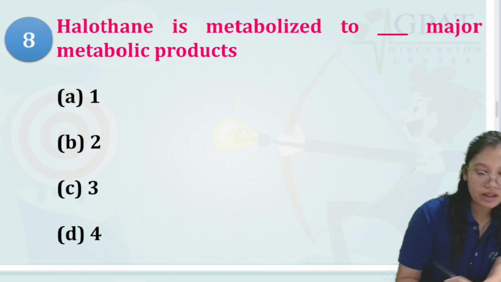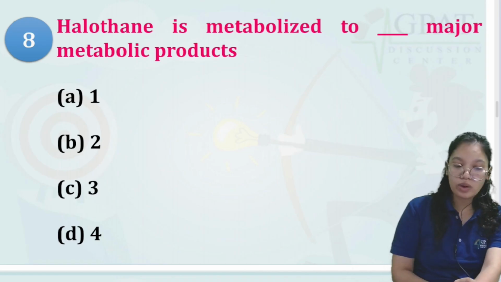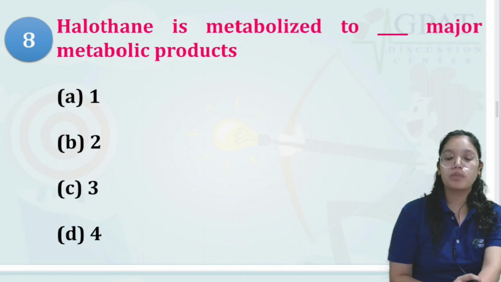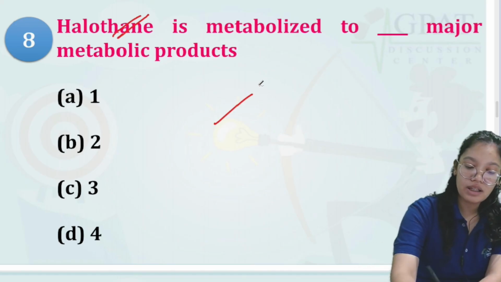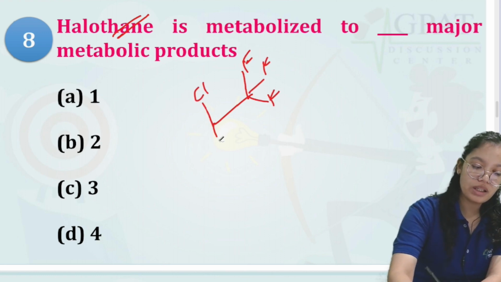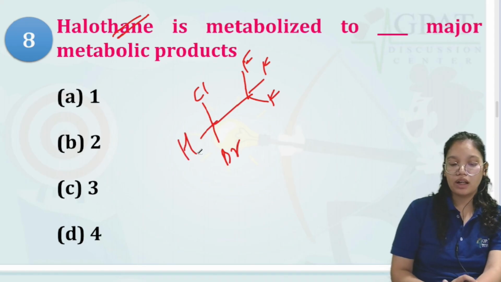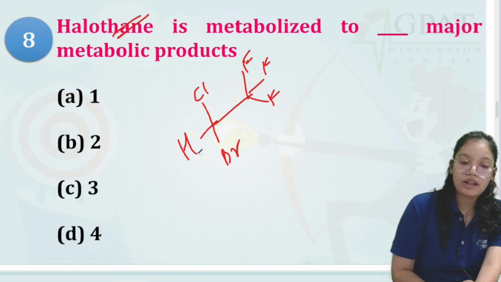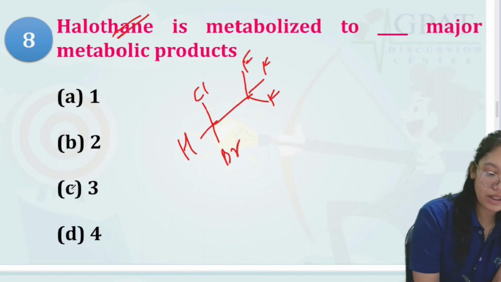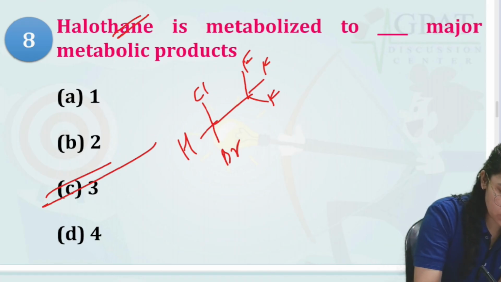Now the next question: halothane is metabolized to dash major metabolic product. So on the metabolism of halothane, what is halothane? Basically trifluoro, then here we have a chlorine, here we have a bromine, and here we have a hydrogen. So on metabolism of this halothane, how many major metabolic products do we get? We get 3 metabolic products. Let me show you what those 3 metabolic products are.